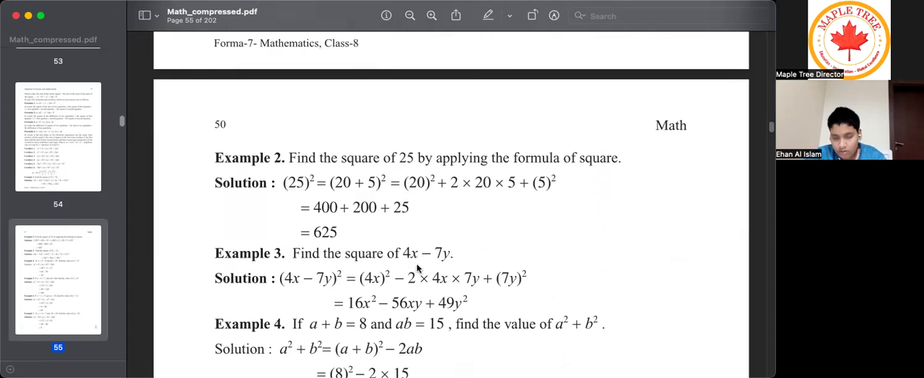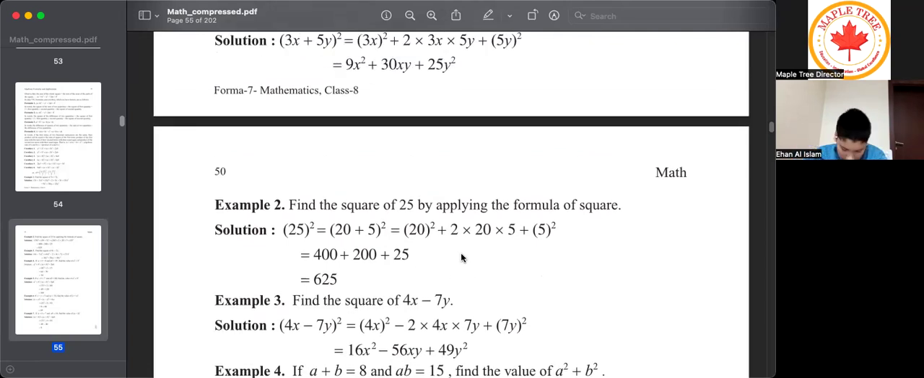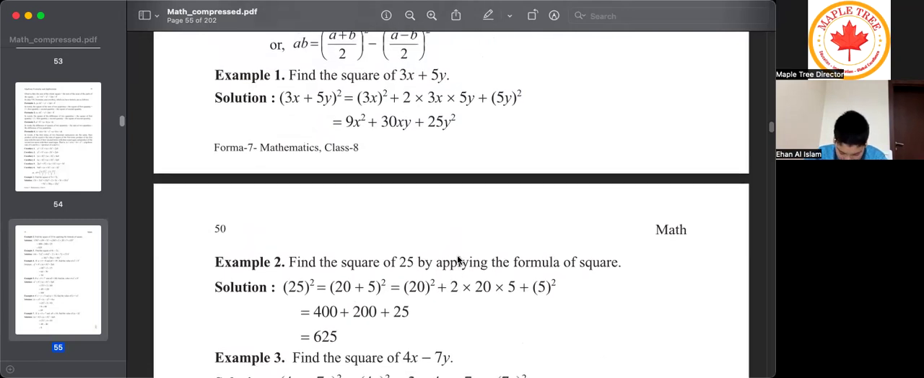Now find the square of 4x minus 7y. It will fall under formula 2, a minus b whole square, a square minus 2ab plus b square. So practice example 3, 4x minus 7y. I just hid the calculation so that you can do it on your own.